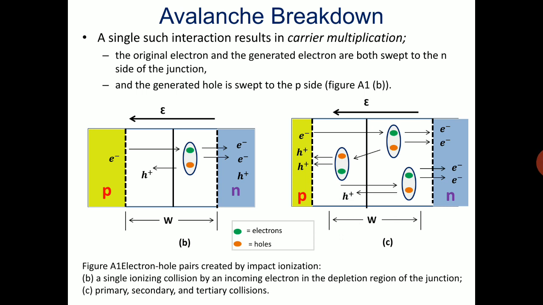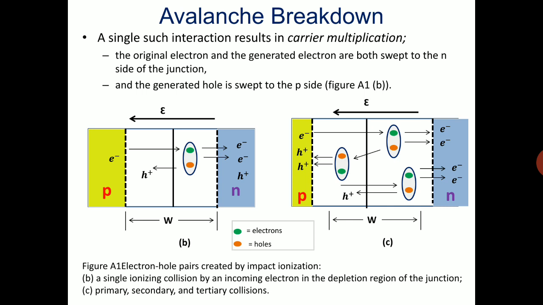Okay, now you can see that this is the primary collision, this is the secondary collision effect, and this is the tertiary collision effect. You can see the arrow marks are indicating the electron flowing from p to n, and the holes flowing from n to p. How are these electron hole pairs getting generated? Because of the collision of the charge carriers.